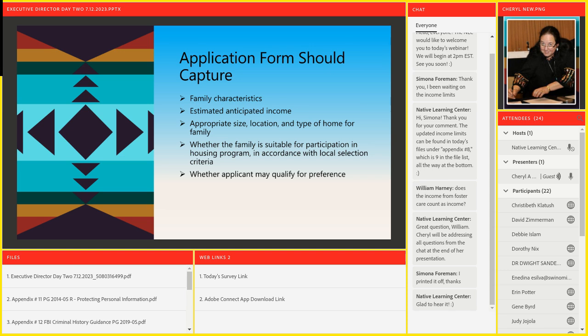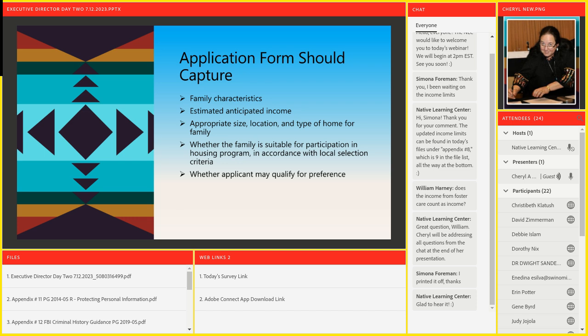So your application form, it should capture certain things. You should know, what are the family's characteristics? How many people are there? How many boys? How many girls? Their estimated anticipated income, the appropriate size and location. What do you mean location? Well, we've got tribes, some of them have 9 different housing sites. Some just have 2, some have 1, but you need to know where they want to be. The appropriate size, location, type of home for that family.